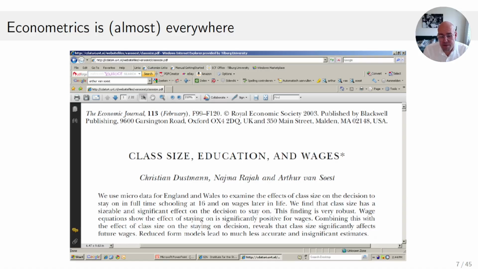Another question that can be studied using econometric methods is the relationship between class size, the number of years of education attained by individuals, and wages. So what does it do to individuals if you decrease class size so that there are fewer students per teacher? Does it lead to more education, better educational outcomes? Does it lead to higher wages later in life?